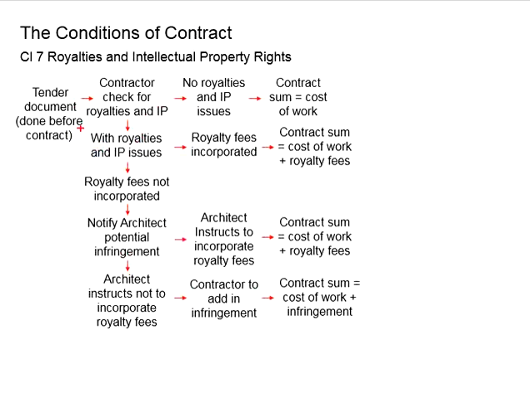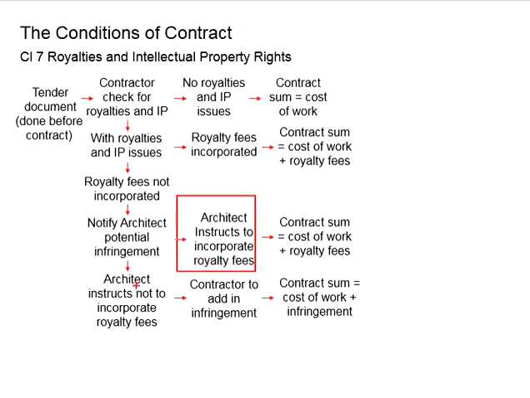In the case that there are royalties and intellectual property issues, the royalty fee will need to be incorporated in the contract. Therefore, the contract sum shall be equal to the cost of the work plus the royalty fee. Let's say now the royalty fee is not incorporated within the contract sum, or it is not being considered within the documents. The contractor will need to notify the architect regarding the issue.